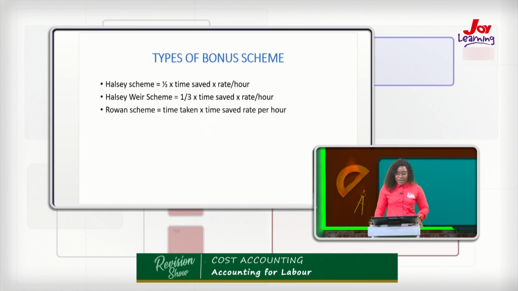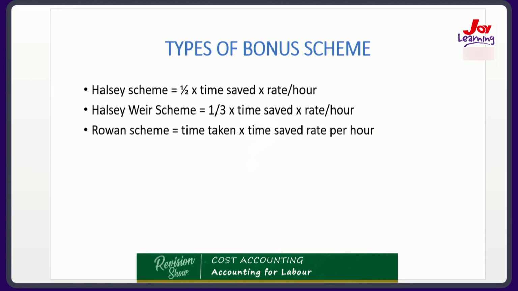We have various ways of calculating a bonus scheme in an organization. Each organization decides how they want to calculate their bonus. We have the Halsey scheme, where we look at half of the time you saved multiplied by a rate that will be given to you. That is half time. In your exams, sometimes WAEC will not give you half time. It will give you the name, Halsey scheme. So you'll be asked to calculate the bonus using the Halsey scheme. It is your duty to know that the Halsey scheme is half the time saved multiplied by the rate that has been given for the time.